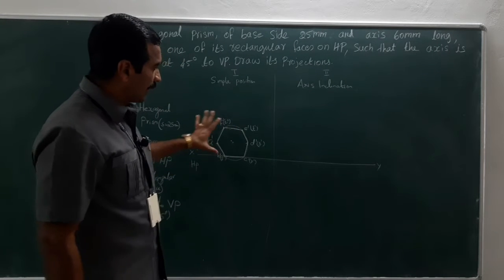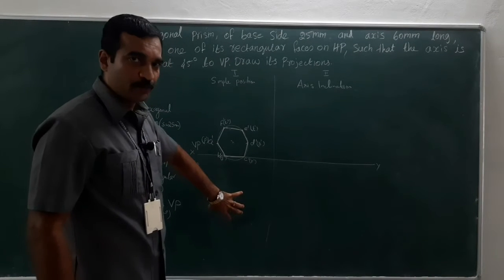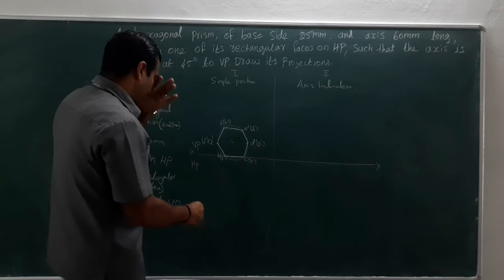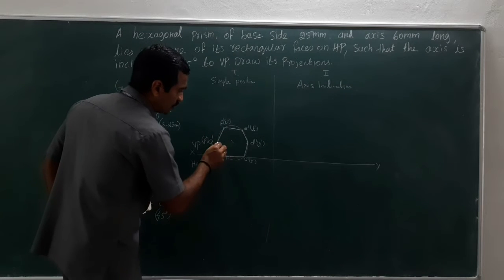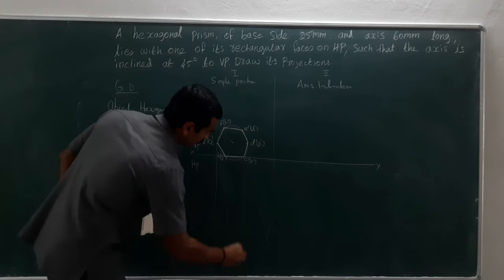So now I have finished the front view. Then I will have to draw the top view for this projection. So for the simple resting, I will have to project the lines vertically downwards.